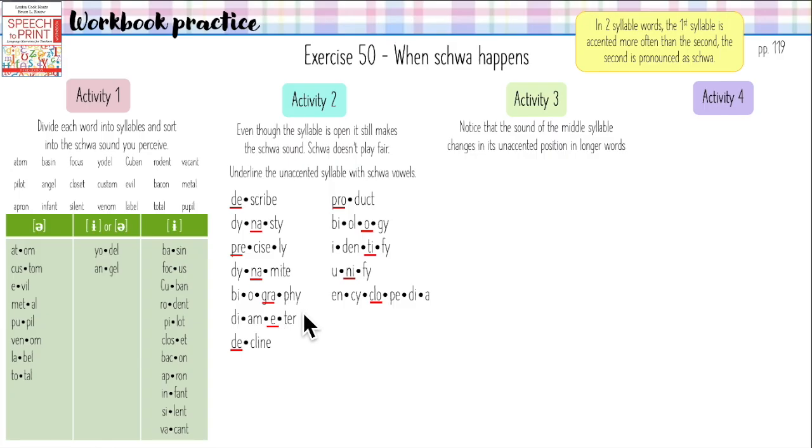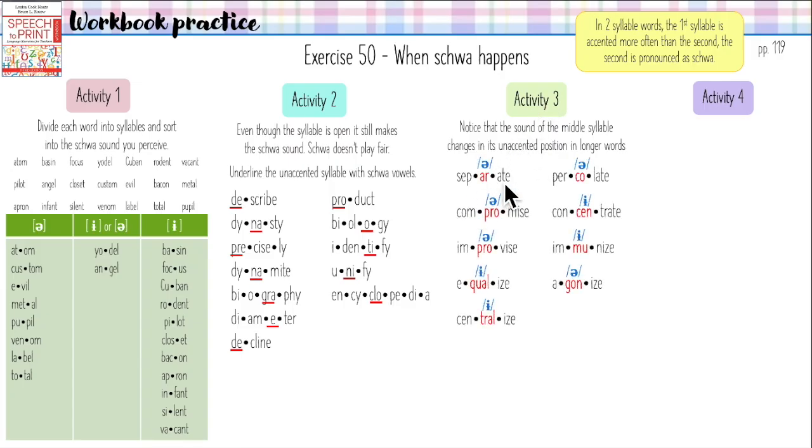Now, in activity 3, we're going to notice that the sound of the middle syllable changes in its unaccented position in longer words. This is where it gets harder in 3rd and 4th grade, is because you're actually going to have some schwas show up because we added suffixes to it, right? So here I have separate, compromise. If you took this smaller version, then the sound would change, right? Equalize, central, centralize. You can hear the ul and the uh kind of changed a little bit in that one.